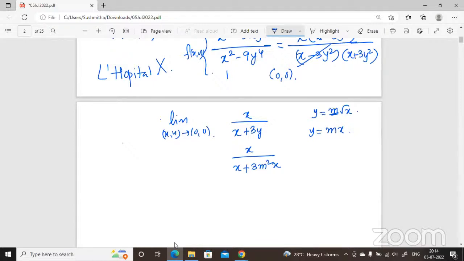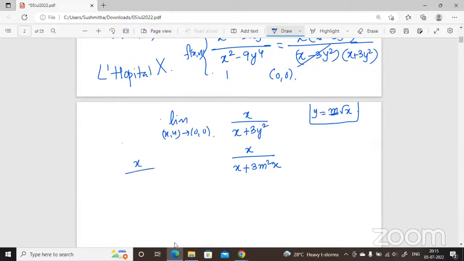Madam, sorry to interrupt, but if m is equal to 1, let's say y is equal to x is what we take, it ends up as a constant, so the limit exists along that line. Along all these lines, along y is equal to m square root of x, the limit exists, but the limit is not the same. Yeah. Okay, that is the difference.